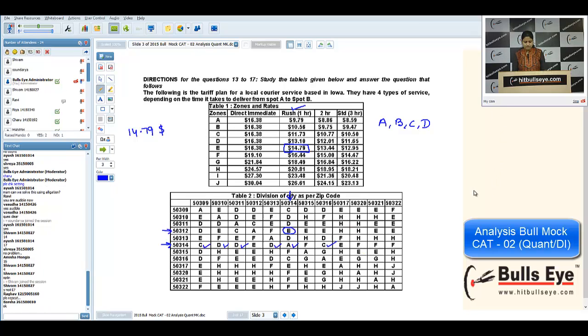Why not E? See, what is my question? We need less than 14.79. At E, the cost will be 14.79 exactly. That's why we will not consider E.